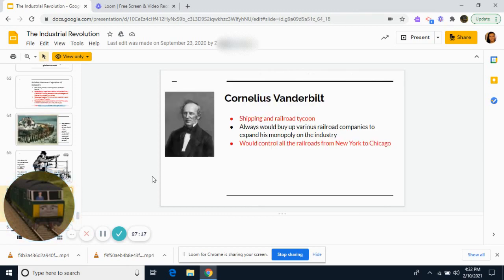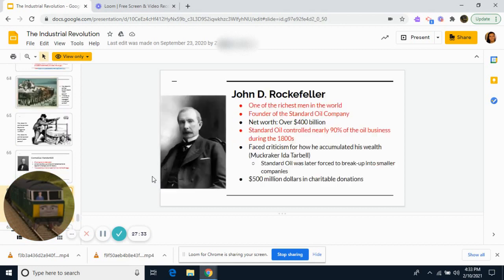Cornelius Vanderbilt, shipping and railroad tycoon, would buy up various railroad companies to expand his monopoly on the industry, and controlled the railroads from New York to Chicago.